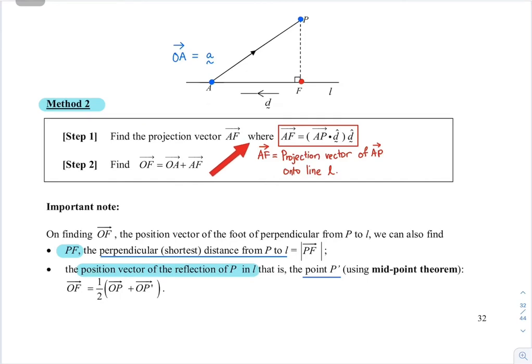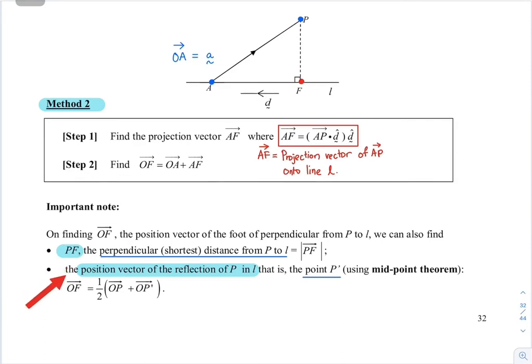From vectors 1, this projection vector has this formula. After we have found the projection vector AF, we can actually find the vector OF using the relationship over here that we are familiar with. Now upon finding the position vector of the point F, that is OF, we will also be able to find the perpendicular or shortest distance from the point P to the line L, which is the line segment PF itself.